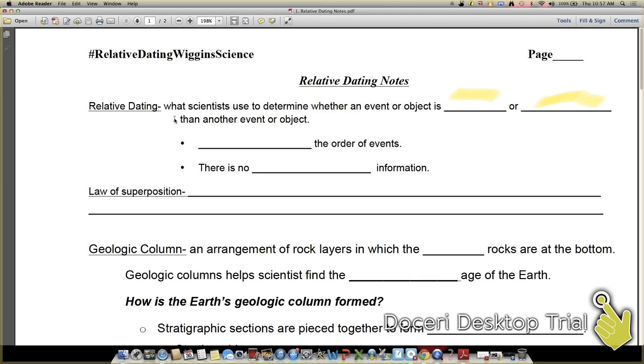There is no what information? There's no what, Rogerlyn? No absolute information. What does relative mean? Side note, what does relative mean, Bryson? Close. No numbers, just close, order, older, younger, near. What's your definition of the law of superposition? Layers on the bottom are older than the layers on the top.